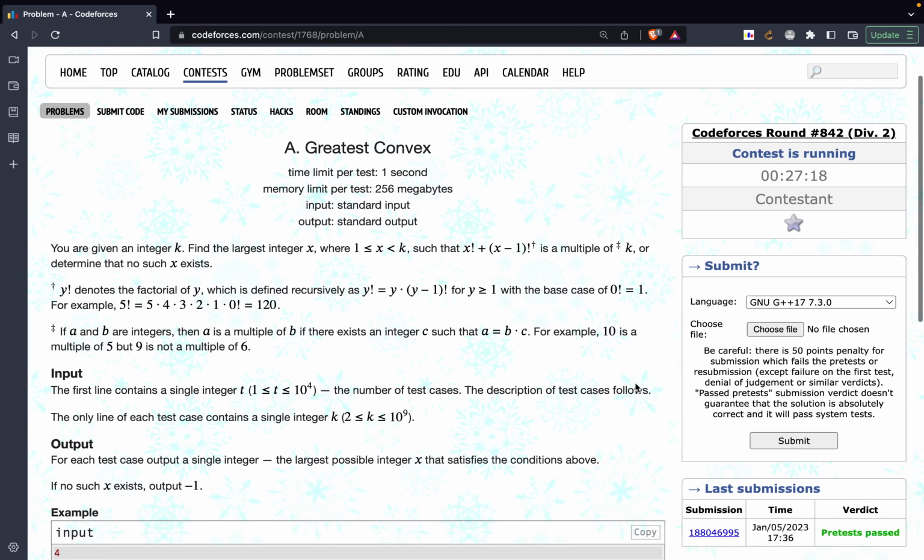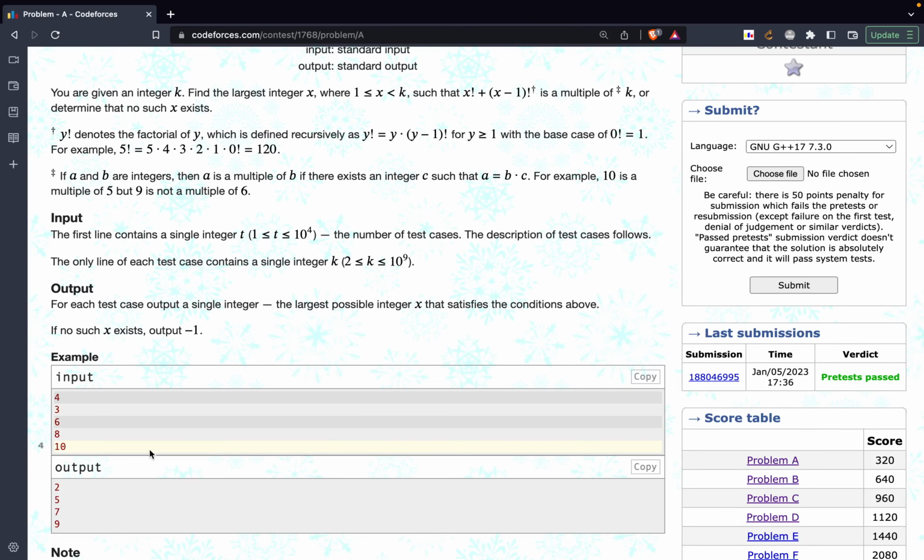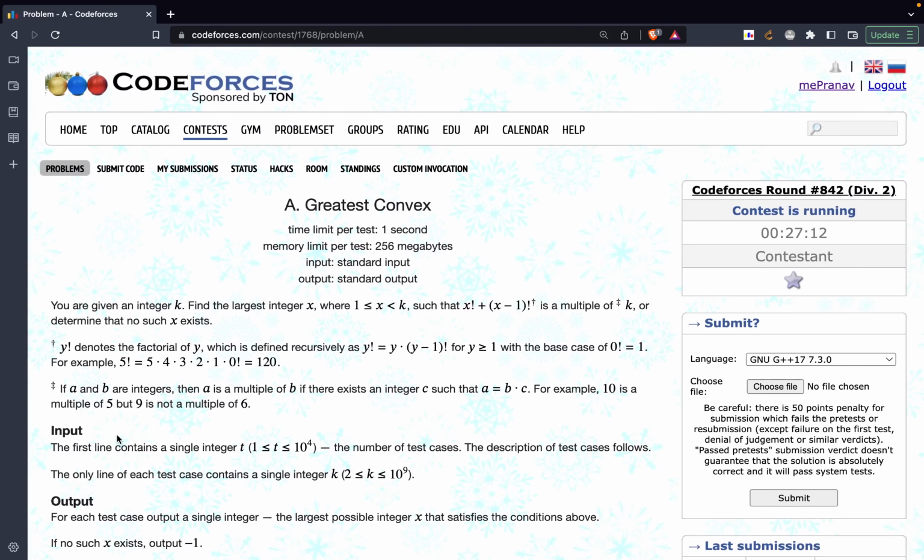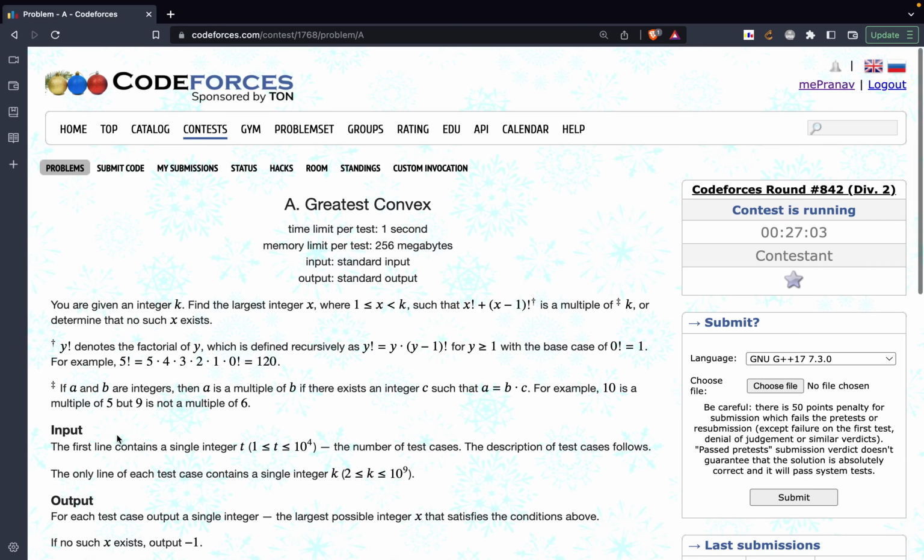I'm pretty sure that a lot of people just saw that the answer would always be n minus 1 and just printed it out. But it's always good to know why it comes out so and why it's always valid. So in this video I'll be discussing the approach and the mathematics involved. So with that, let's get started.